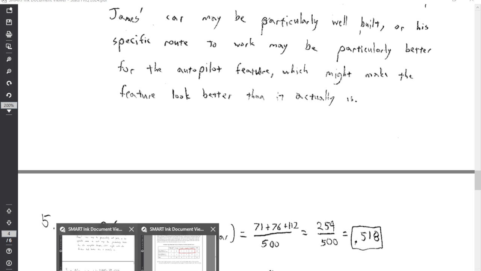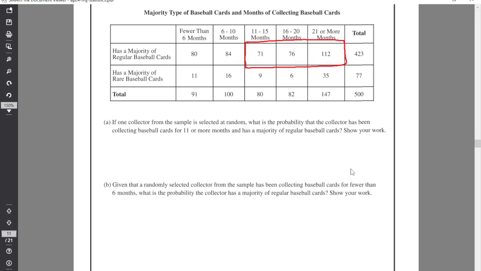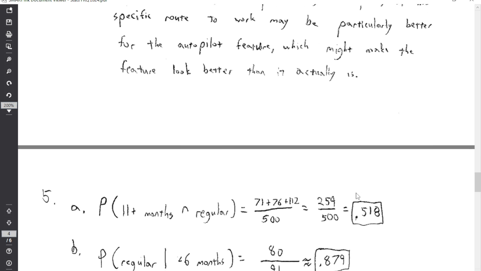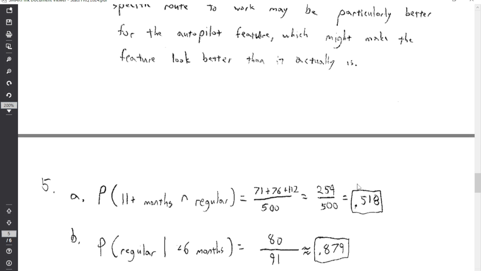Then part B is a conditional probability. Given that a collector has been collecting for fewer than 6 months, what is the probability that the collection is majority regular? So it is out of this amount right here, out of the 91 that have fewer than 6 months. How many of them are regular? Well, 80 of the 91. Vast majority of those small collections.